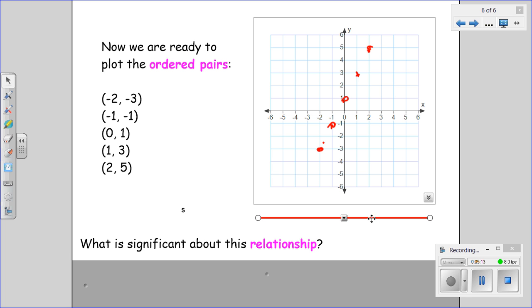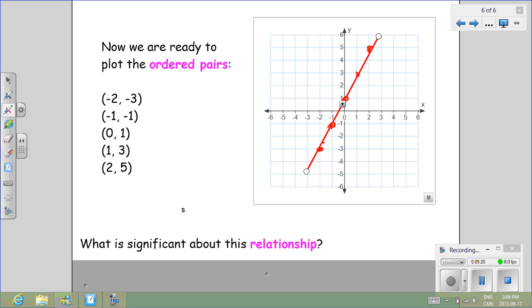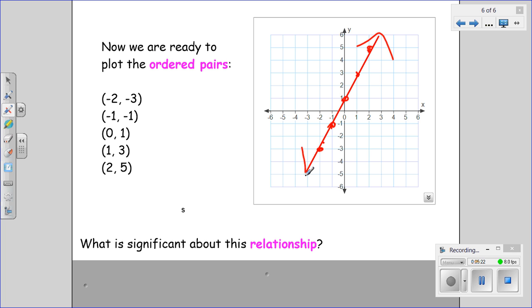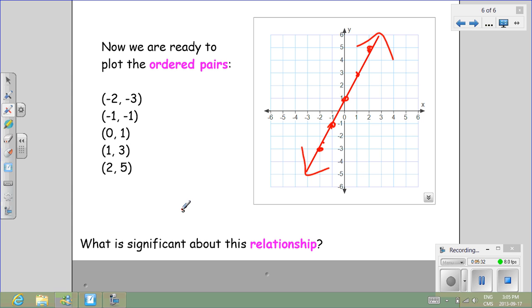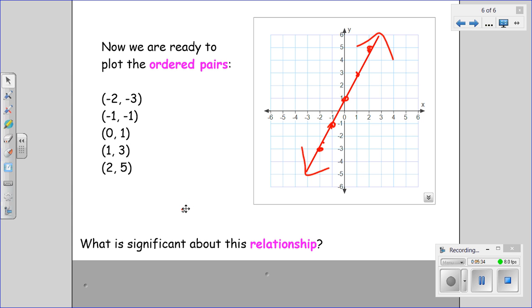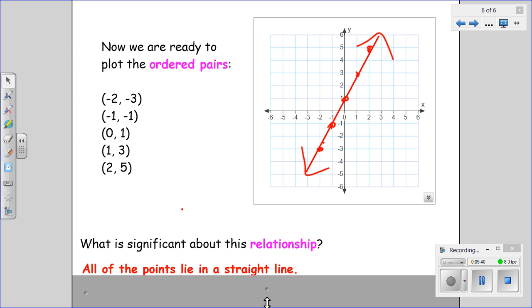And then we're going to draw a line through it. And whenever we draw a line, if it's just based on x and y, we need to put the arrows on that line in order to show we could have kept choosing x values in both directions. And what's significant about this? We do see that in the end, we have a straight line.